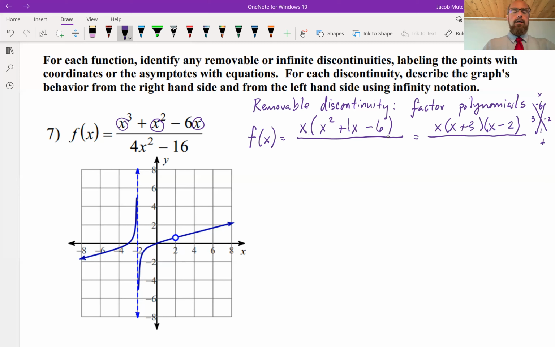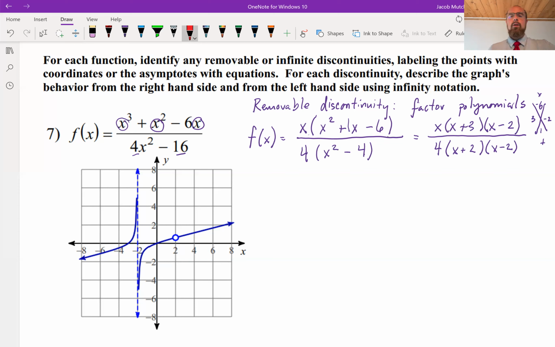Let's do the same for the denominator. So a different structure down there, 4x squared minus 16. What I do notice is that my two terms share a factor of 4. So I'm going to start with that factorization. And that will leave us x squared minus 4. X squared minus 4, again, is a factorable quadratic. I can use the difference of two squares pattern. So x plus 2 times x minus 2. And that completes the factorization of the denominator.